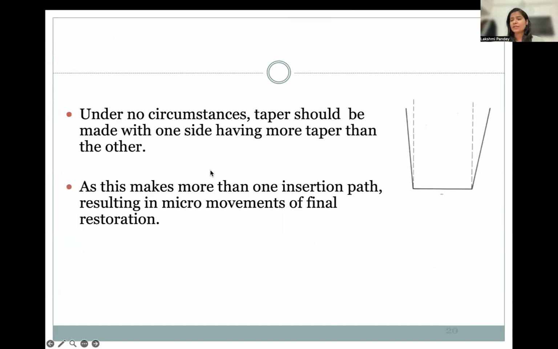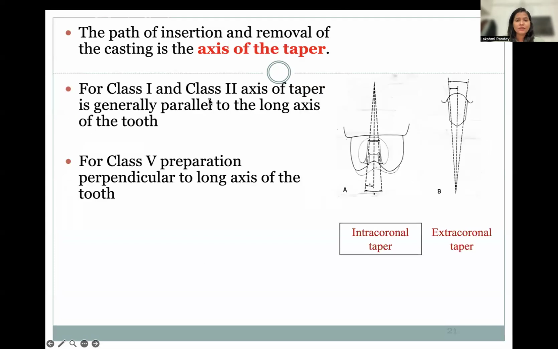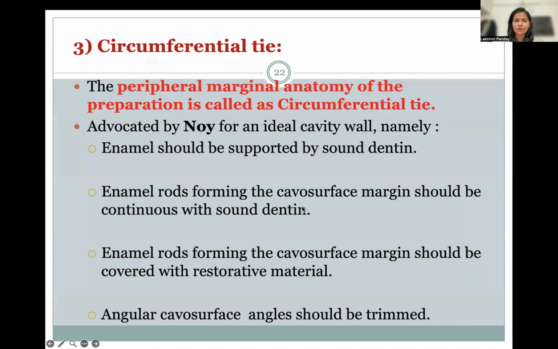Under no circumstances should taper be unequal. One should be either parallel or tapered, or both should have equal taper, as unequal taper makes more than one insertion path and results in micro movement or loss of retention. The path of insertion and removal of the casting is in the axis of the taper. Can you see here? It's given like this. This is intracoronal taper, this is extracoronal taper. This is especially when you give crowns. In class 1 and class 2, the axis of taper is generally parallel to the long axis of the tooth. In class 5, it is perpendicular to the long axis.